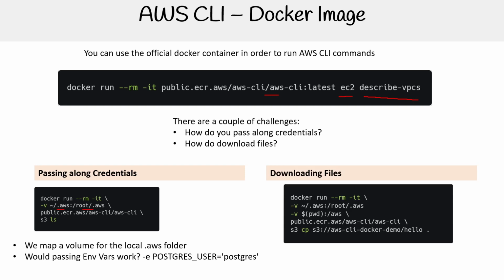If you want to download files, we can map a volume of the files to download to the current working directory. Again, this is just Docker stuff using this -v, which is the mapping. But again, if you're not that familiar with Docker, just understand that you have that functionality there. But yeah, that is us using the AWS CLI via the Docker image.